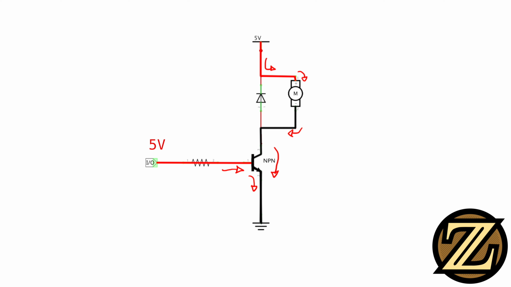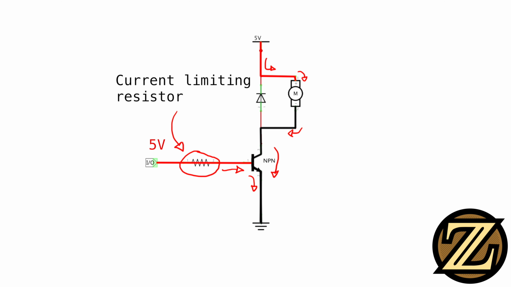Note that a small amount of current flows from the base to the emitter. This is why we have a current limiting resistor on the base line. If we didn't have this resistor, we would allow too much current flow between the base and emitter, which would result in a fried transistor and potentially damaged controller.